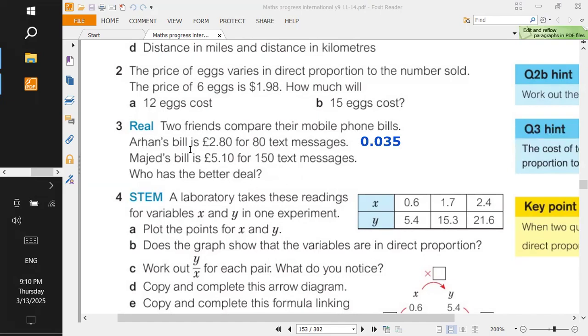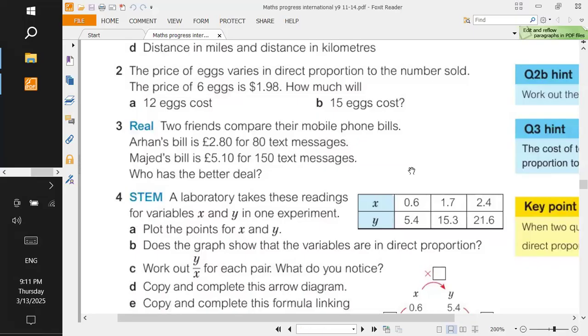And the second one, I will divide £5.10 by 150. So 5.1 divided by 150, and the answer is 0.034, like this. Now, which one is the cheapest here? Very good. It's this one, the second one. This means that the cheapest is the better deal. And this is how you answer a question like this. Now, let's move on to the next questions.